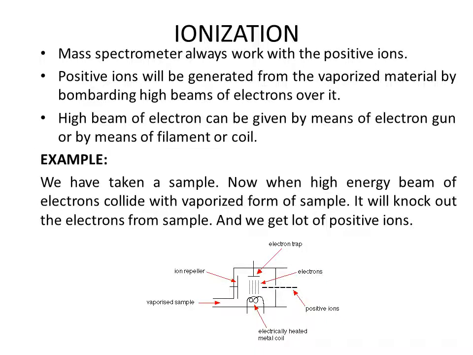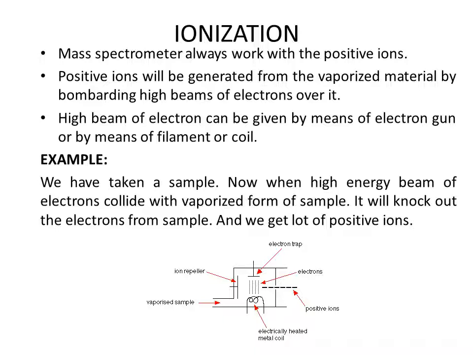What happens in the ionization chamber? As I have told you before, a mass spectrometer always works with positive ions. Positive ions will be generated from the vaporized material, at a pressure of 10 raised to power minus 6 to 10 raised to power minus 7, by bombarding high beams of electrons over it. What we have to do in the ionization chamber? We have to bombard high beams of electrons.